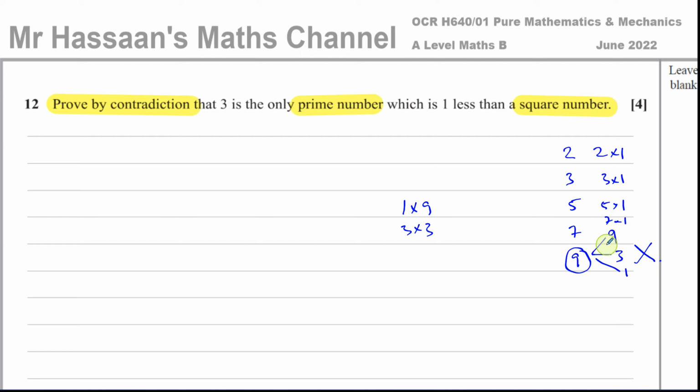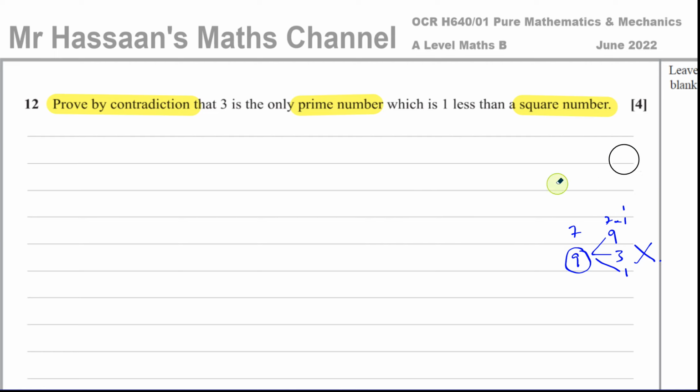For 9 you have 1 times 9 and 3 times 3. There are 3 factors for 9, so it's not a prime number. The same goes for 1. 1 only has 1 factor, 1 times 1. So it has to have exactly 2 factors, no more and no less, to be a prime number. We have to understand that first to be able to answer this question.